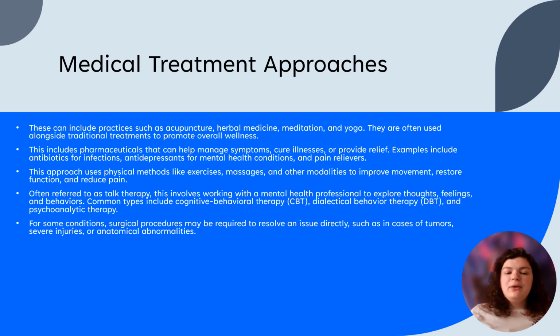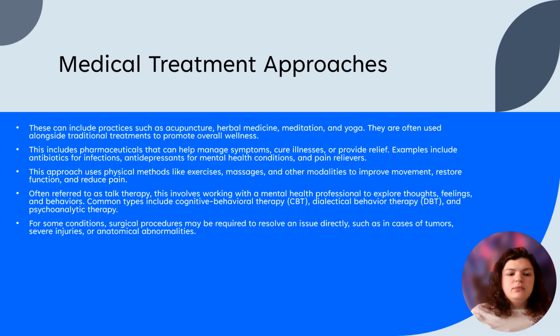There are many medical treatment approaches for helping manage and treat autoimmune diseases. Some of the more natural ones can include acupuncture, herbal medicine, meditation, and yoga. They are often used alongside traditional treatments to promote overall wellness. Some include pharmaceuticals that can help manage symptoms, cure illnesses, provide relief. Examples of this include antibiotics for infection, antidepressants for mental health conditions, and pain relievers. Some approaches use physical methods like exercise, massages, and other modalities to improve movement, restore function, and reduce pain.